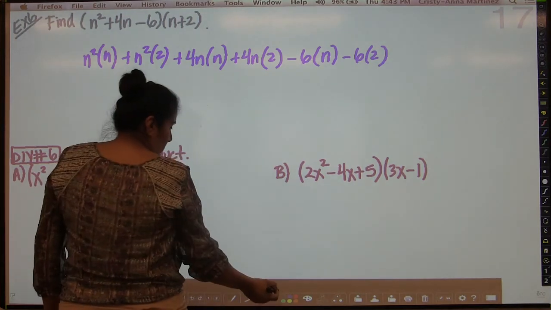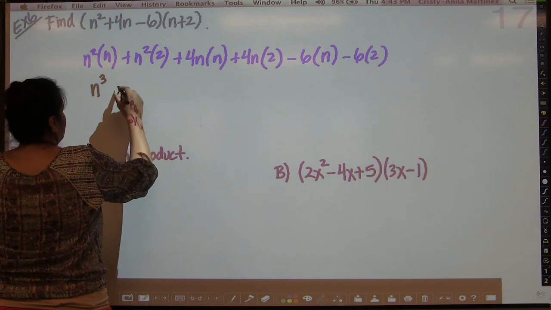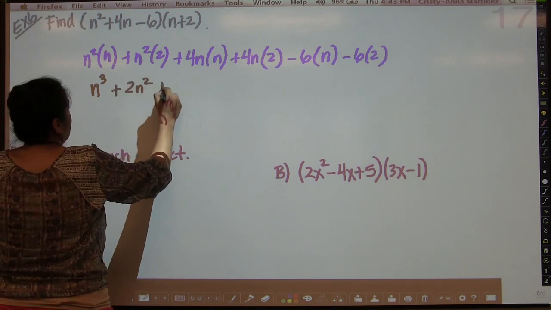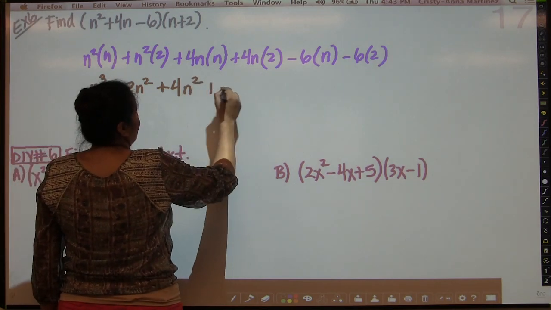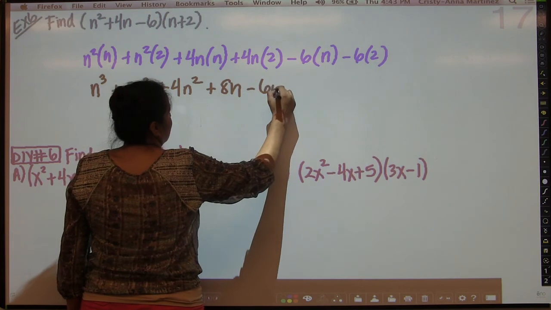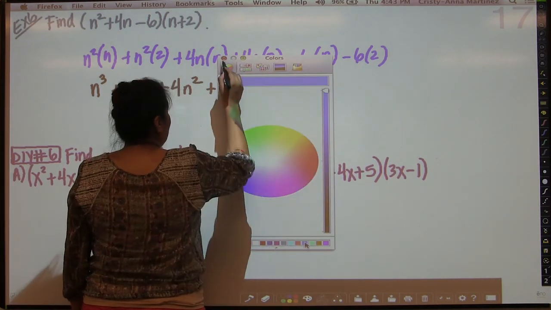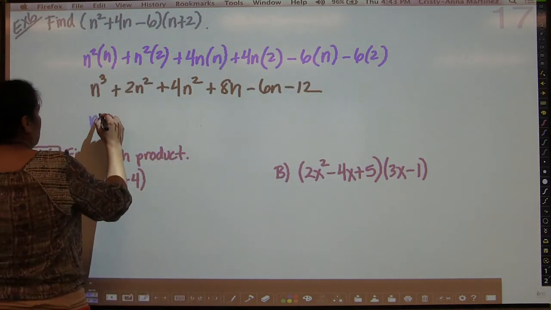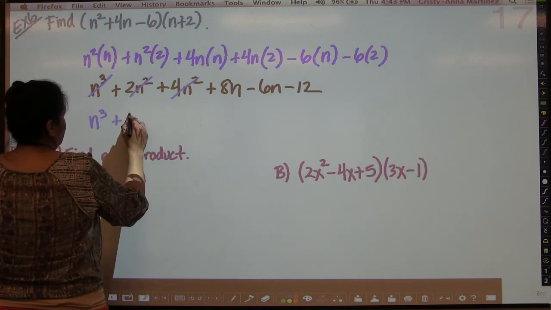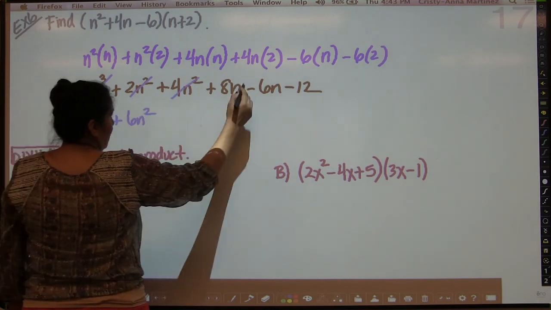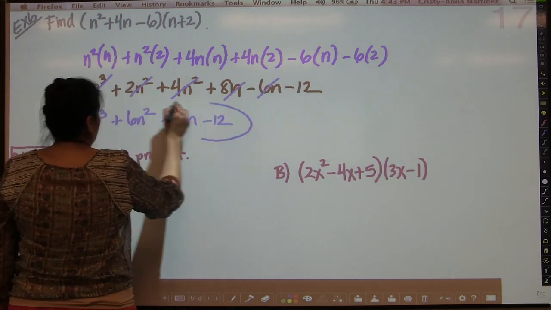And then we can just simplify each of the steps. So n squared times n is n cubed. N squared times 2 is 2n squared. 4n times n is 4n squared. 4 times 2 is 8n. Minus 6n minus 12. And then our last step is to try to combine any like terms. So we have our n cubed. Then we have 2n squared and 4n squared, which is actually 6n squared. 8n minus 6n is 2n, and then minus 12. So this will be our final answer.